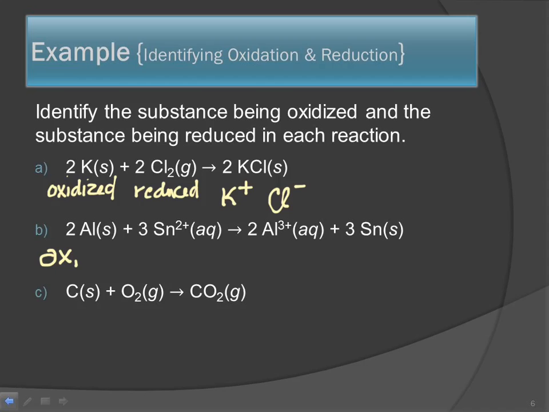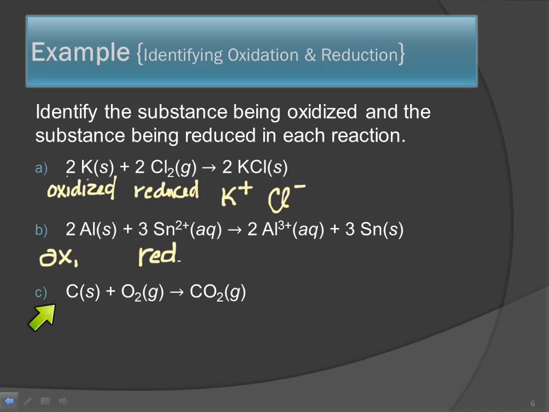I'm just going to call him ox. What's happening to the tin 2? Reduction, it's gaining electrons to go from a positively charged ion to a neutral element. So this is reduced. This is being oxidized, and this one is being reduced. Well, there are agents, but we're going to talk about the agents on the next slide.